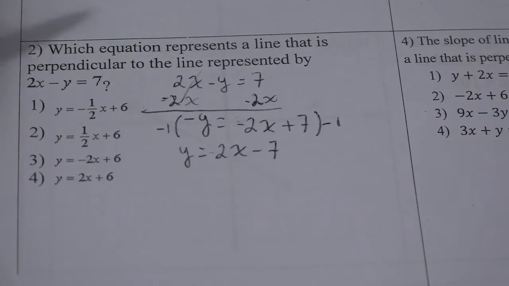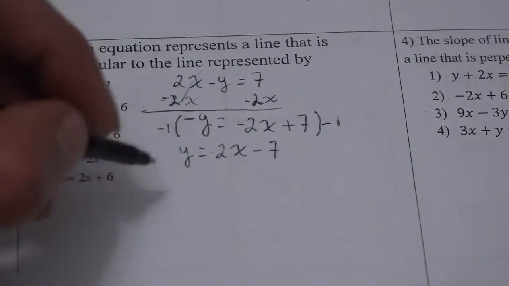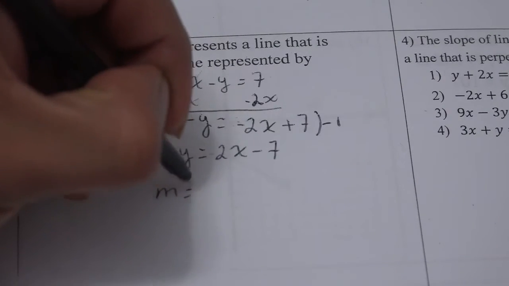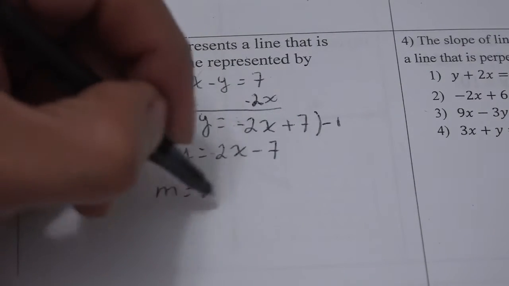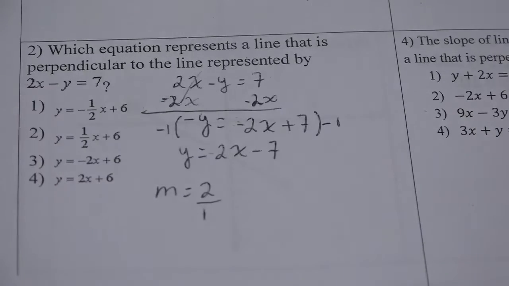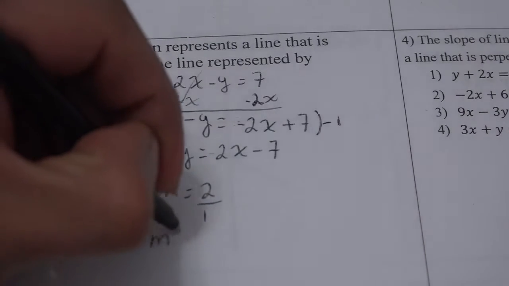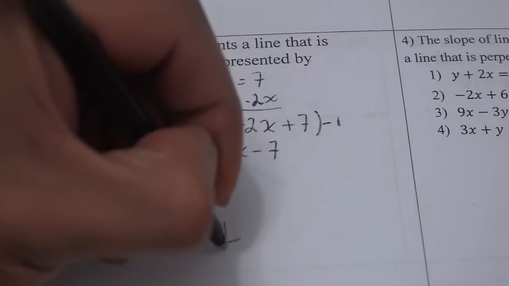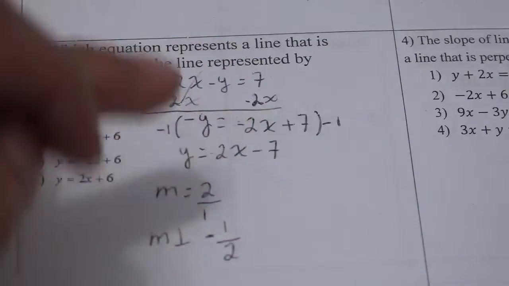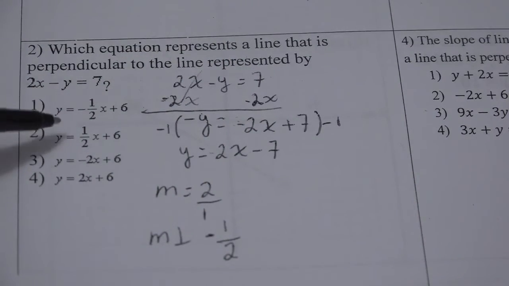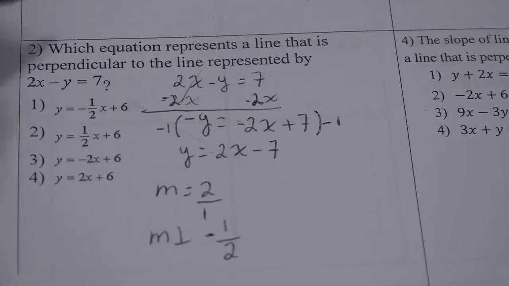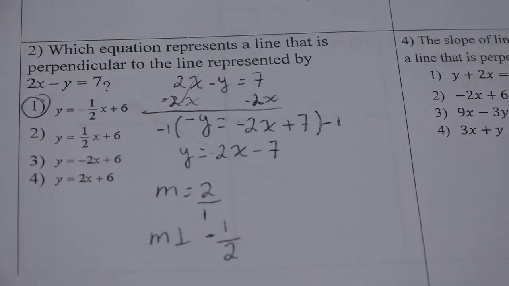All right, so now I know what the slope is. The slope of this line is 2 over 1, or just 2. So I'm looking for a line with a perpendicular slope, meaning the slope of a perpendicular line should be -1 over 2, because you flip and change the sign. So which of these has a slope of -1 over 2? Choice number 1.